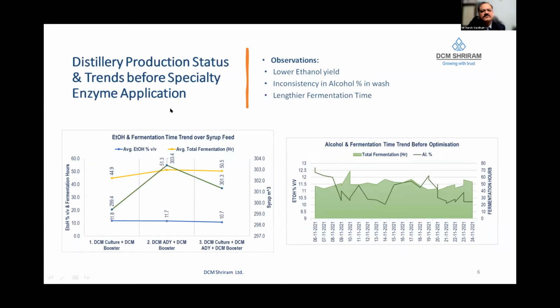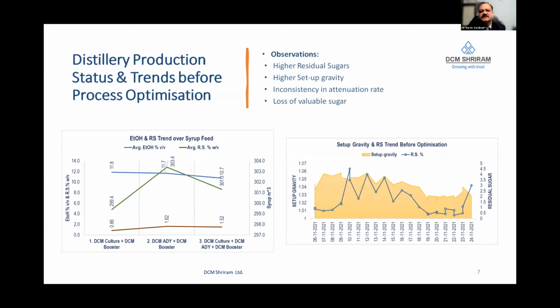This was the status up to the end of November. The average alcohol percent in the wash ranged between 10 to 11% at maximum. There was a lower ethanol yield, and inconsistency in alcohol percent in wash. The fermentation time was as high as 55 to 60 hours at times for each fermenter. There were higher residual sugars; as you can see from the graph, it ranged from 2 to 3%. The gravity was set much higher. There was inconsistency in attenuation rate, and loss of available sugar due to residual sugar.